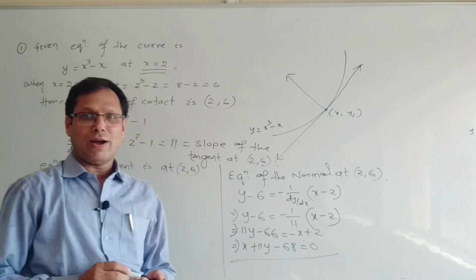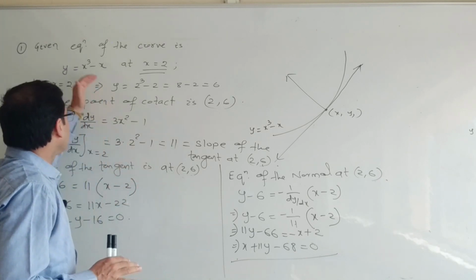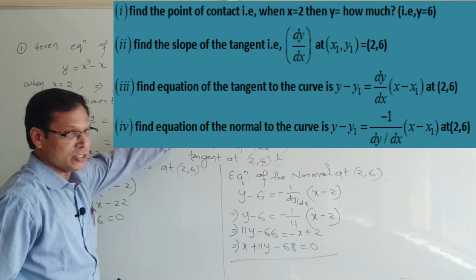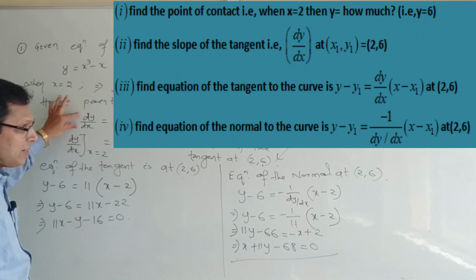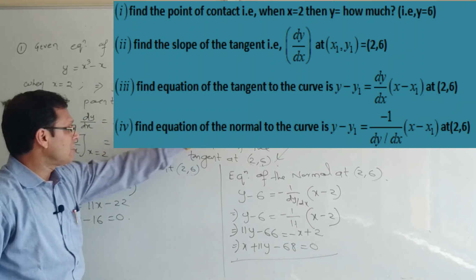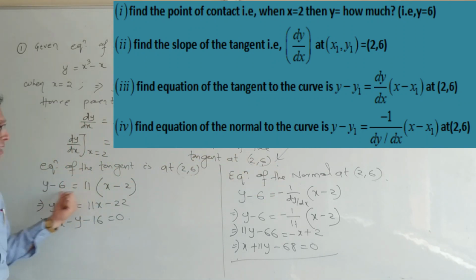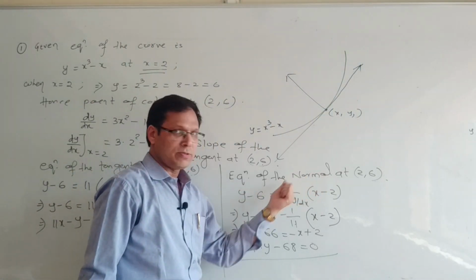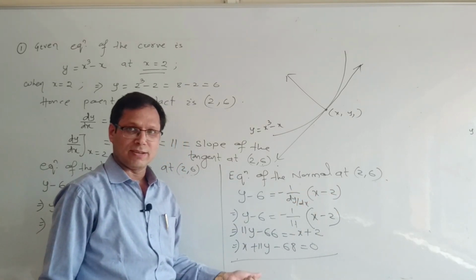In this way, you can find the equation of the tangent and the equation of the normal. Stepwise, first you have to find the point of contact: when x is equal to this much, then y is equal to how much? In the next step, you have to find dy by dx at this point, which is the slope of the tangent at that point. Then the equation of the tangent is y minus y1 equals m, that is dy by dx, into x minus x1. Now the equation of the normal is y minus y1 equals minus 1 by dy by dx into x minus x1. So make a note of it.